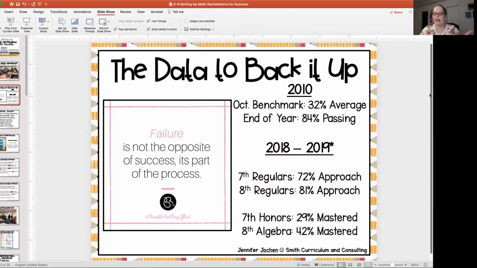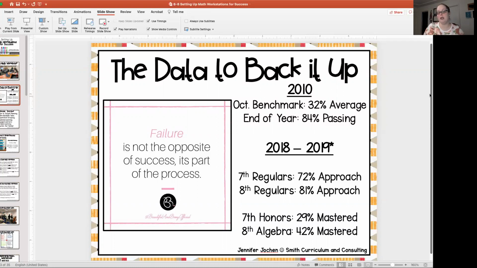Now in 2018-2019, when she implemented Math Workshop with her 8th grade classes, I'm sorry, the students had gone from 7th grade regular classes, they were at 72% approaching the standards. And 8th grade regulars, when they finished after a year of Math Workshop, they were at 81%. Now, that may not seem like a huge jump, but 9% is big. We know it's big when it comes to our state test.